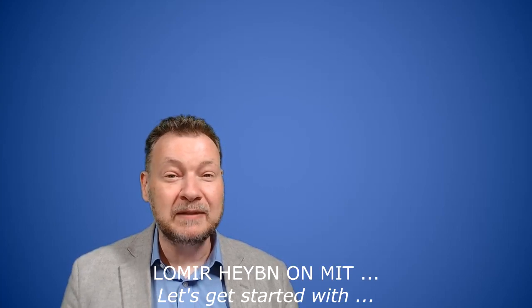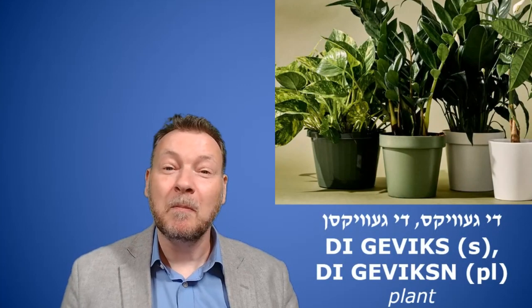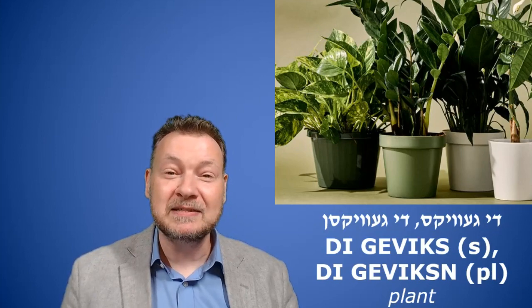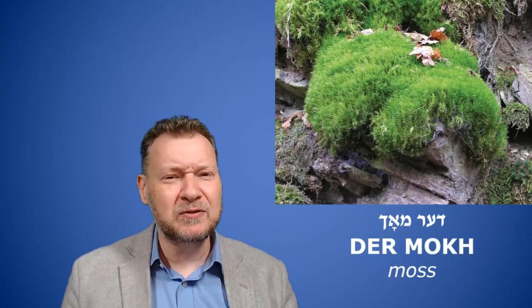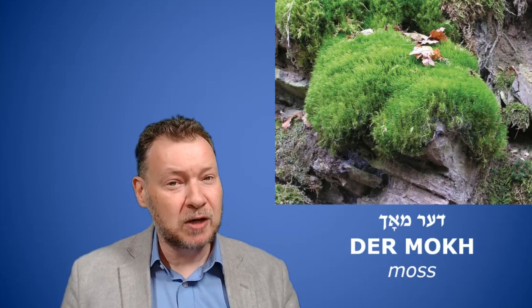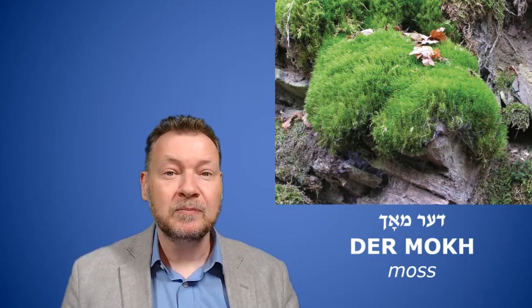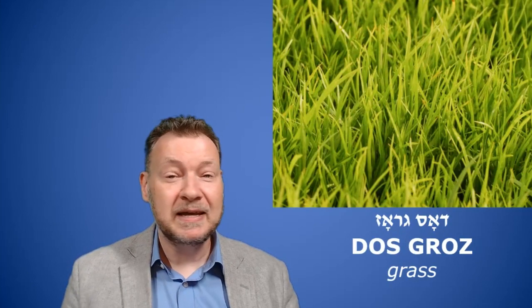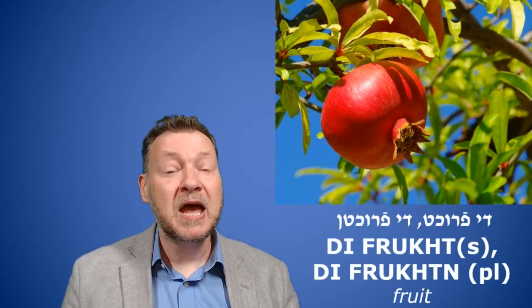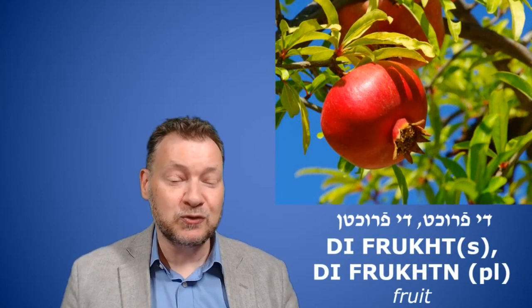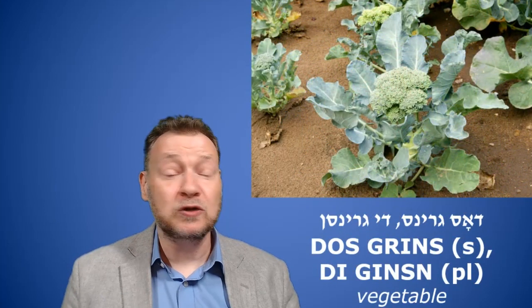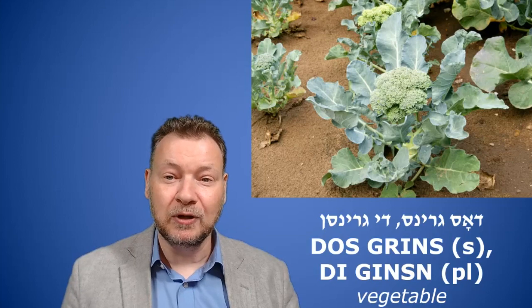Today we're going to talk about Flora and Fauna, auf Yiddish. Lomer heben mon mit Gewächsen, plants, die Gewächs in the singular. First, a few basics. Der Moch is moss. Das Gras is grass. Die Frucht, we've already learned, is fruit. Die Fruchten in the plural, as well as das Grins, a vegetable. Die Grinsen in the plural.